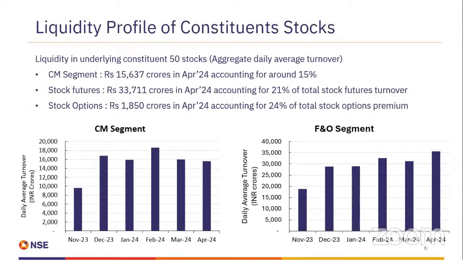Even if you see their liquidity profile, the data is available on the NSE website. The average impact cost for the last 6 months, average daily delivery turnover in the last 6 months, median quarter sigma order size, those numbers are also quite good for these stocks.